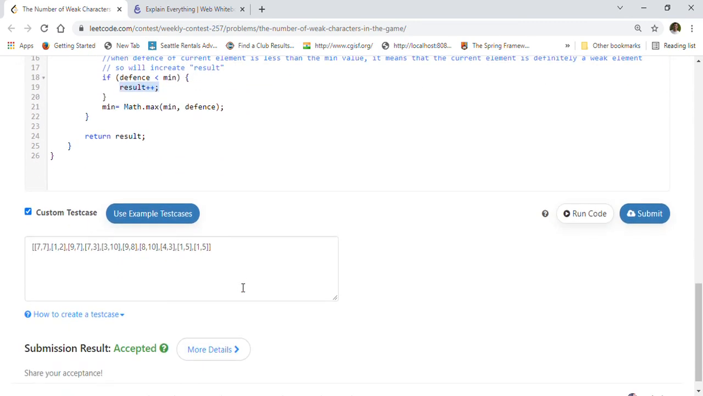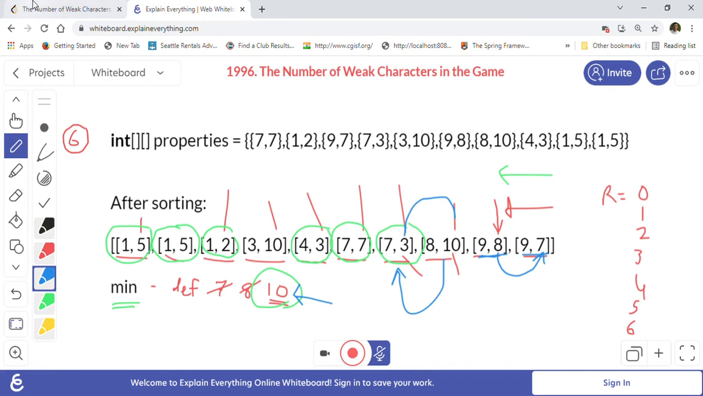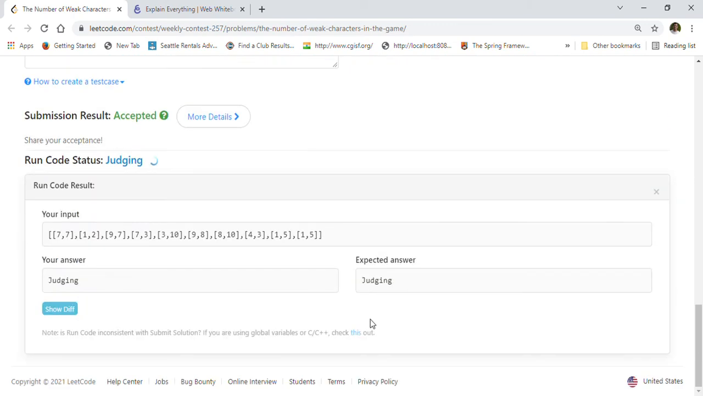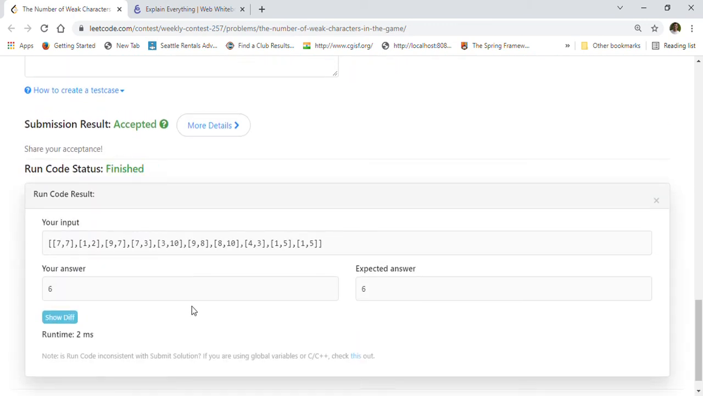So this is the same example that we took here, right? Let us go ahead and run this example and make sure it works. It should give us 6. So we are getting 6, which is the correct answer.